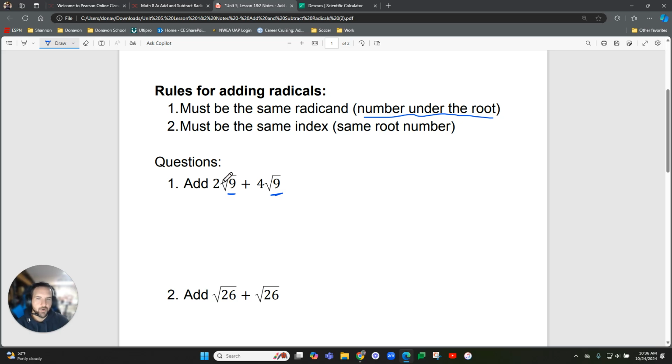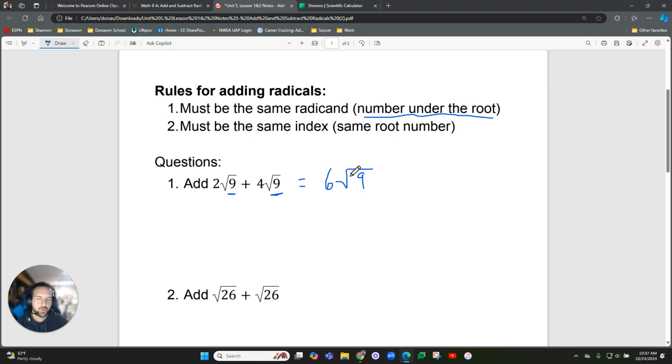So in this case, they don't have a root number. Notice there is no little number here, so we automatically know that it's a square root, by the way. As long as we have those two things present, which we do, they both are a root of 9, and they both are a square root of 9. So all we have to do is simply add the numbers in front. So 2 square roots of 9 plus 4 square roots of 9 is 6 square roots of 9.